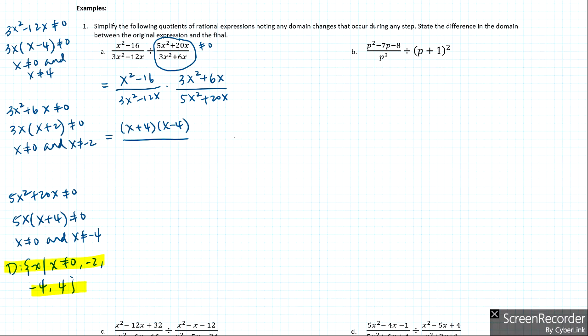Everything else we actually already factored when we were looking for the domain restriction. We get 3x times x minus 4 in the denominator, and then here we have 3x times x plus 2 over 5x times x plus 4. So I'm just referring to what I did in the left column for the factorization process. It's all GCF factoring. And then we can go ahead and start canceling things out over here. And here we have x plus 4 canceled out.